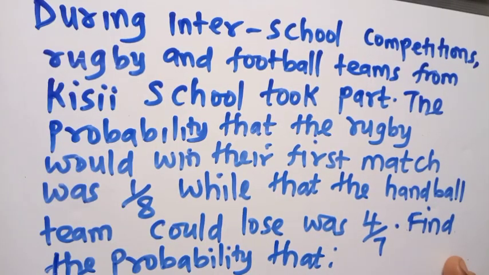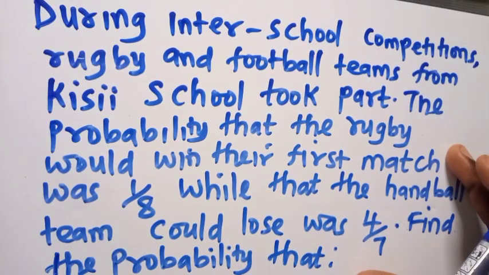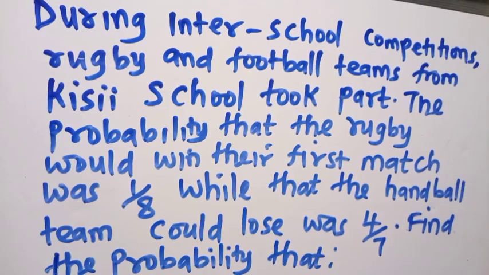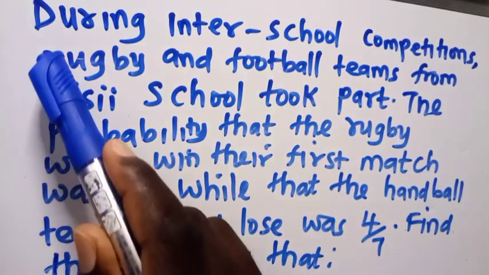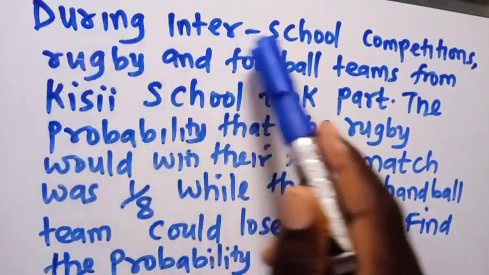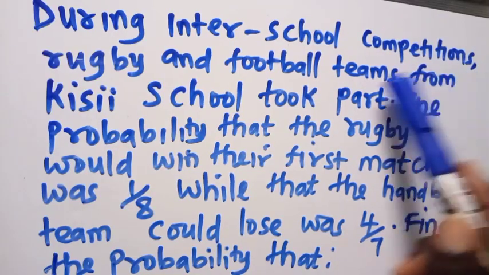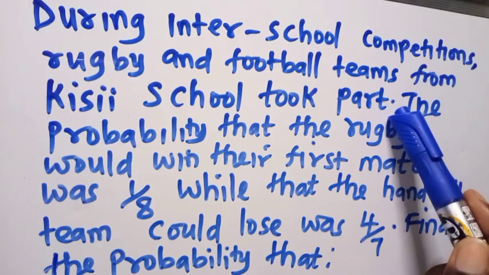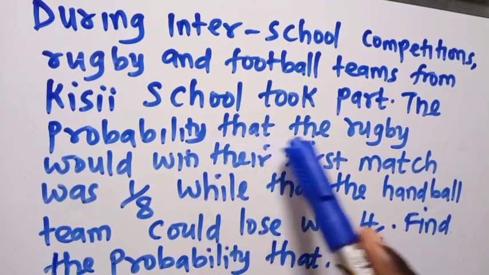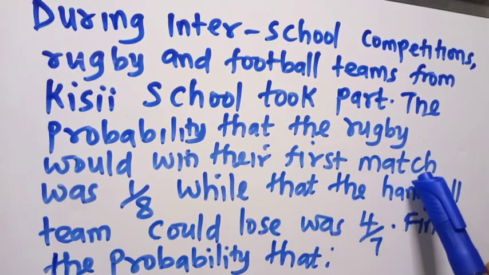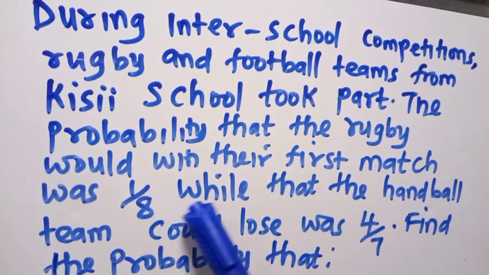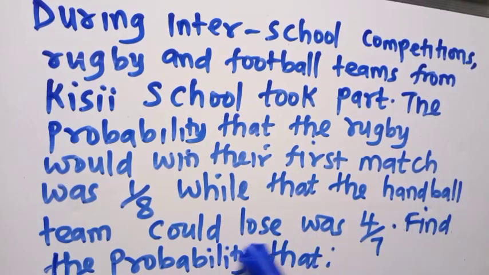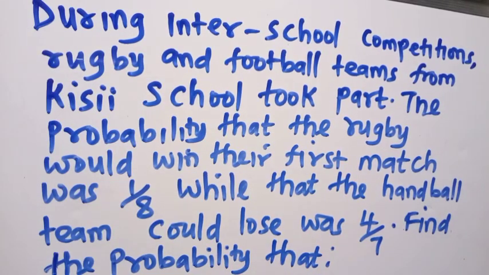Ladies and gentlemen, I want us to have a look at this question of probability. Now, the question is telling us that during inter-school competitions, rugby and handball teams from Kisii School took part. The probability that the rugby team will win their first match was 1/8, while that the handball team could lose was 4/7.